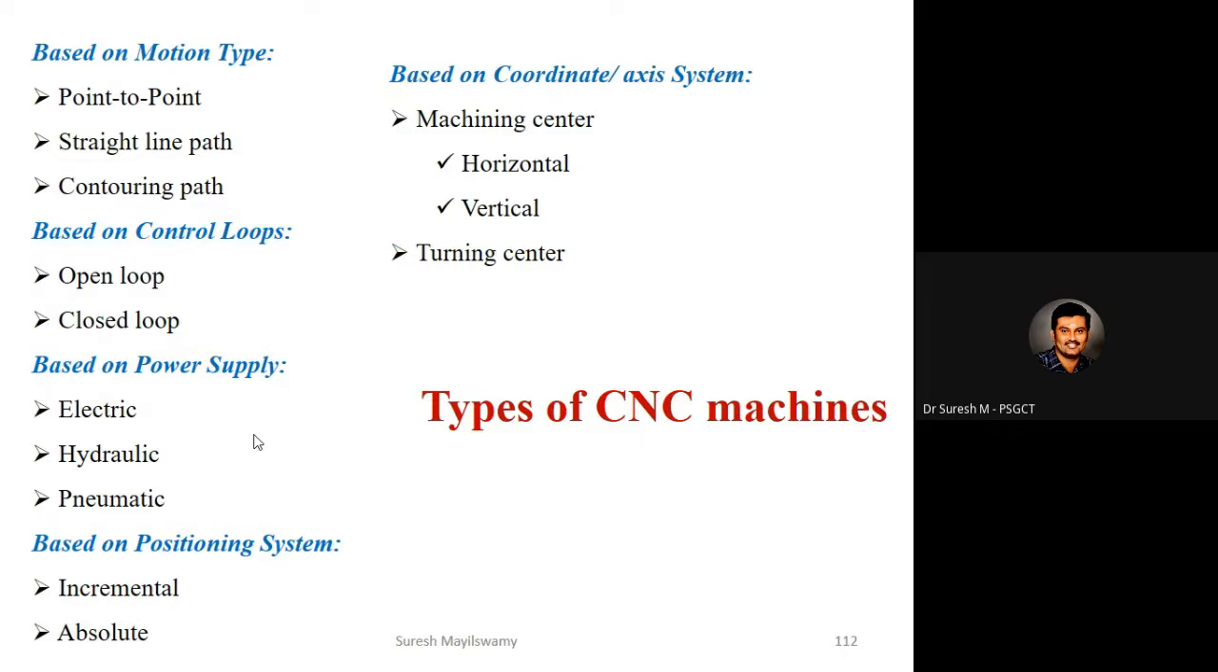So, types of CNC machines. These are the classification of CNC machines based on the motion type, the control loops, power supply, positioning system, and axis or coordinate system. Based on the motion type: point to point, straight line path and continuous path. Based on the control loops: open loop and closed loop. Based on the power supply: electric, hydraulic and pneumatic. Based on the positioning: incremental and absolute. And based on the axis of a system, machining centers are horizontal and vertical. Also, we have a turning center having only 2 axes, not 3 axes.